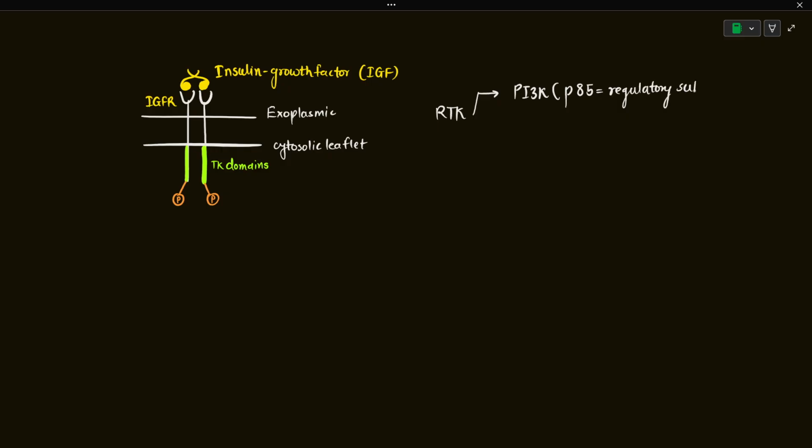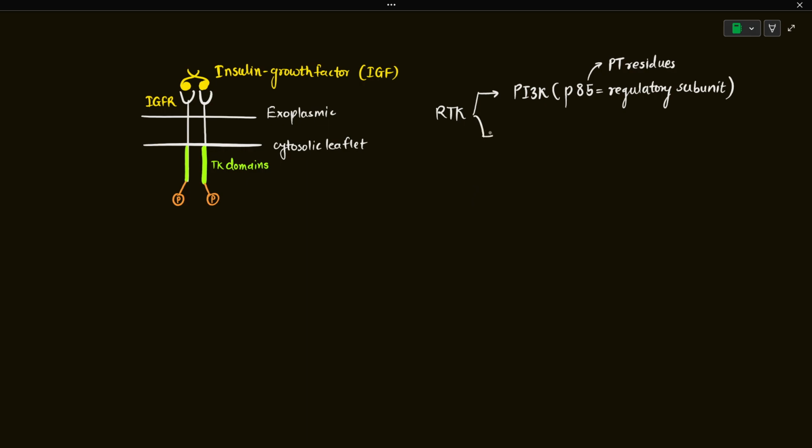Okay, it means if the subunit is bound to the phosphotyrosine residue, that is going to regulate the activity of PI3 kinase, meaning it is going to activate the PI3 kinase. So this P85 regulatory subunit binds to the phosphotyrosine residue of the activated RTK, and now the PI3 kinase will get activated.